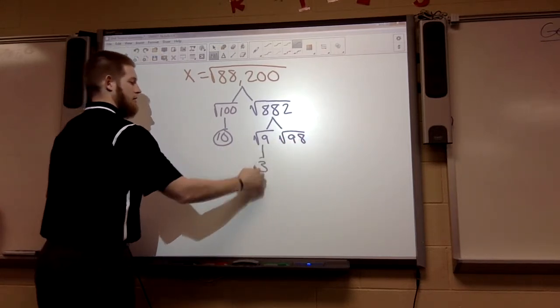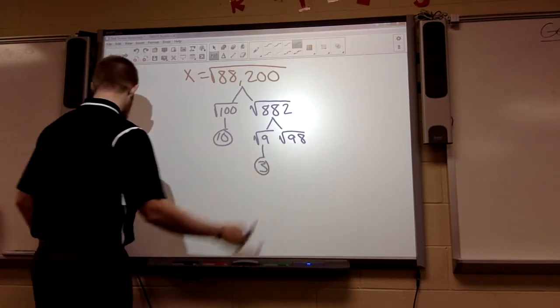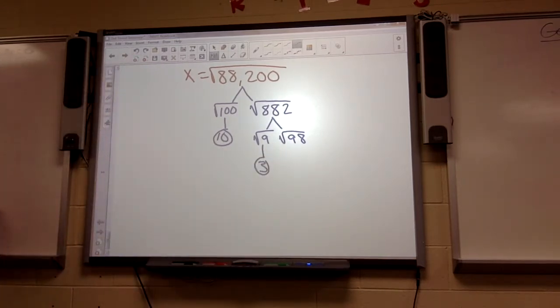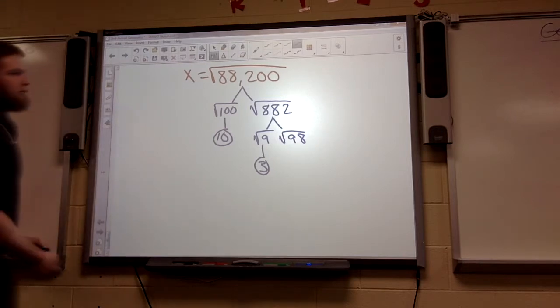What is the square root of 9? 3. What do I gotta do to the square root of 98? Gotta try to break it down. Hey, you might have to go through multiple here. Is it divisible by 4? No. Is it divisible by 9? No. Is it divisible by 16? No. Is it divisible by 25? No. Is it divisible by 36? No. Aaliyah? It's divisible by 49. It is divisible by 49.